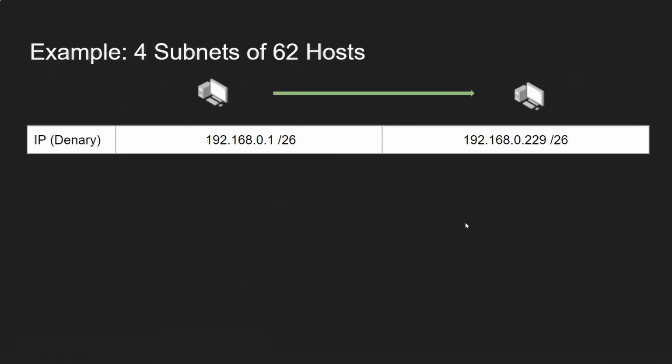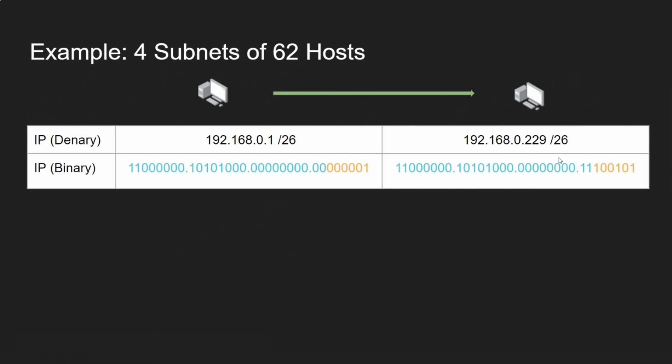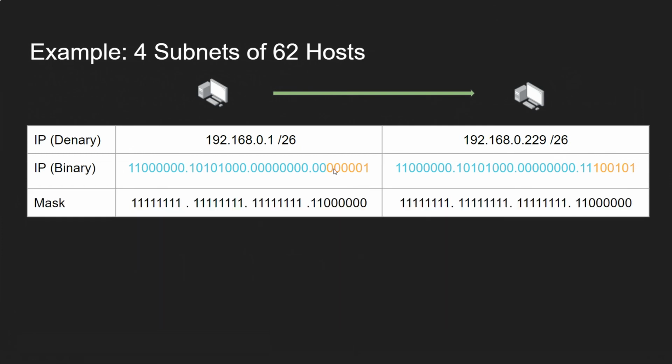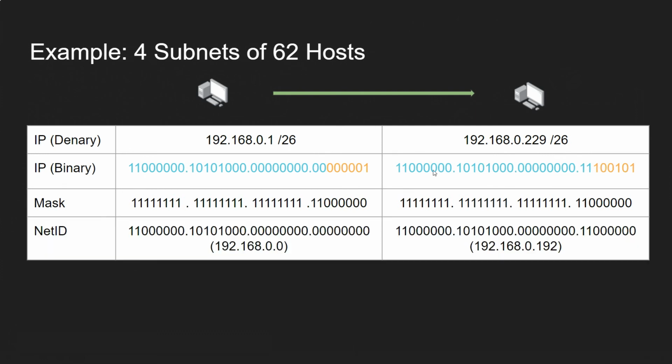Let's have a look at that. So there's a quick example. You can see we've got the same IP address as before for each one, but this time we've got a /26 mask, and there you can see the IP in binary, and you can see that only the last 6 digits are now reserved for the host part of the IP address, and that changes quite a bit.